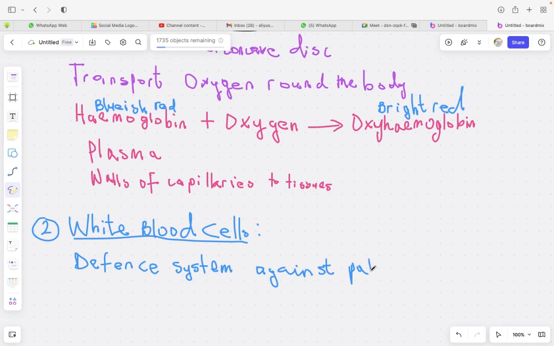Pathogens are disease-causing organisms. They cause various diseases in our body. They make us sick. So the job of the white blood cells is to defend the body against these pathogens, like viruses, bacteria, any kind of invader that can cause you sickness.